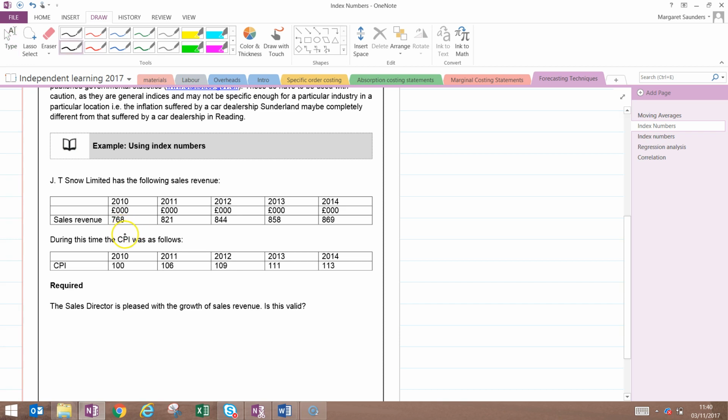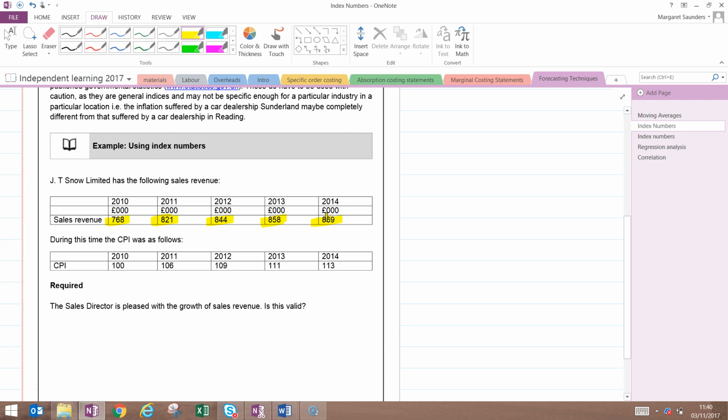So looking at the sales revenue, 2010, £768,000, increasing year on year, 821,000, 844,000, 858,000 until in 2014 we reached 869,000. So initially, looking at these figures, it would appear that our sales have been increasing year on year. Is this due to increased activity on the part of the business, or is it due to inflation?